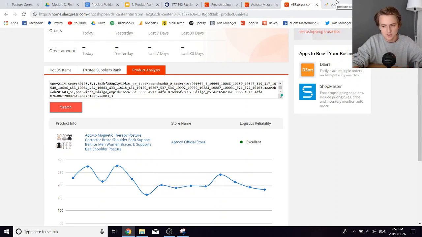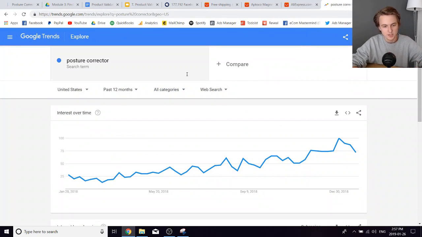Now another thing you could do is check the trend. So, posture corrector in the past 12 months in the United States. When I first got into it, this is what I was looking at. I was looking at July 21st. This is when I got into it. To me, it had been on an uptrend for 4 or 5 months. This is exactly when I decided to test it, during this little dip. And I was like, okay, it's on an uptrend, and hopefully this uptrend will keep going.